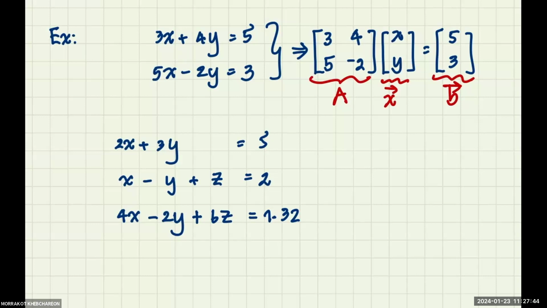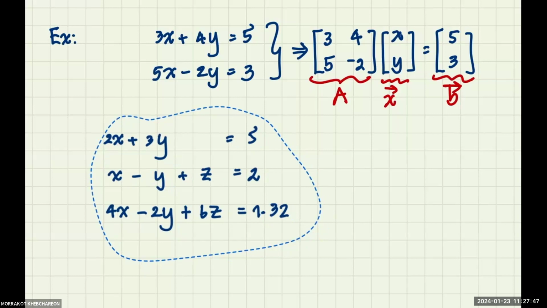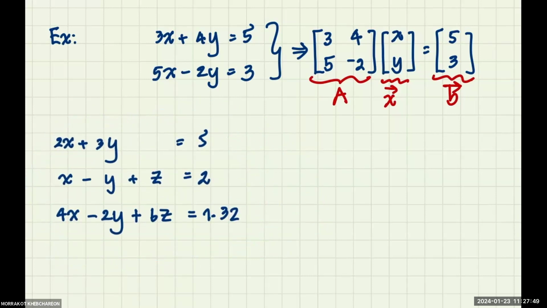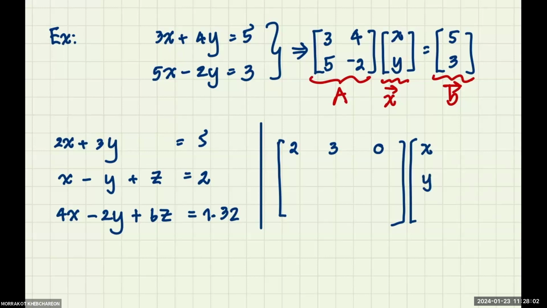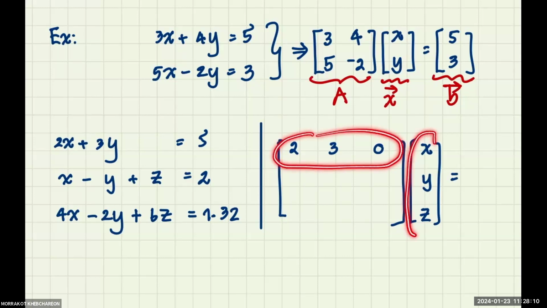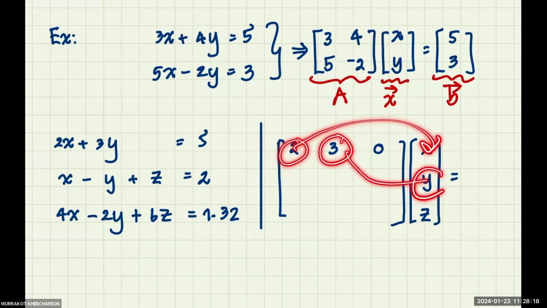So if you write down in terms of the matrix vector form, you will have to arrange this 2, 3, 0, and X, Y, and Z. And the right hand side, so the first row multiplied by this column, you have to transpose, okay? So you have 2x plus 3y plus 0z equal to 5.